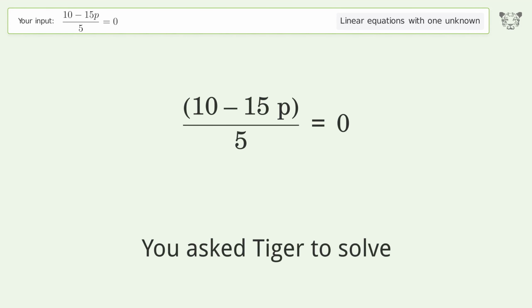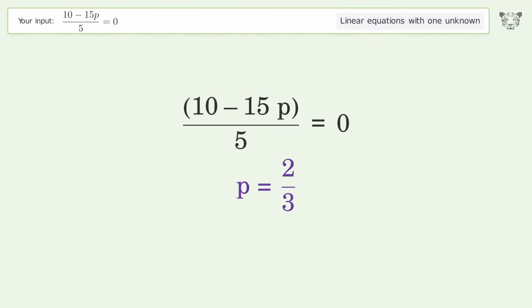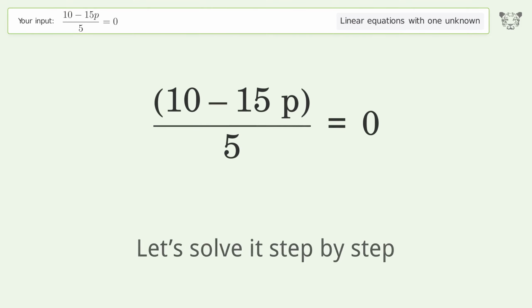You ask Tiger to solve. This deals with linear equations with one unknown. The final result is p equals 2 over 3. Let's solve it step by step.